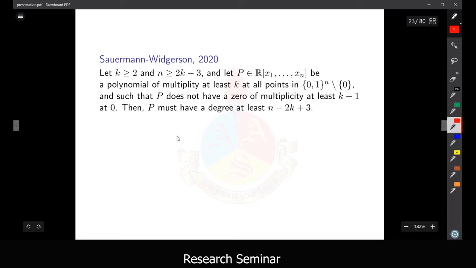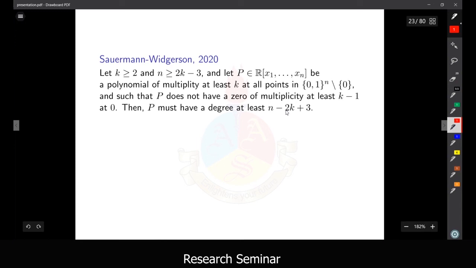So what do we have? We have some k at least 2, it is our multiplicity. And we have some n which is bigger than something, for instance 2k minus 3, for the theorem to work. So we have some polynomial of multiplicity at least k at all points which are not the origin. And also we assume that 0 is not a big multiplicity, so it is not a zero of multiplicity at least, for instance, k times k minus 1. And then we claim that the degree of p must be at least n minus 2k plus 3.